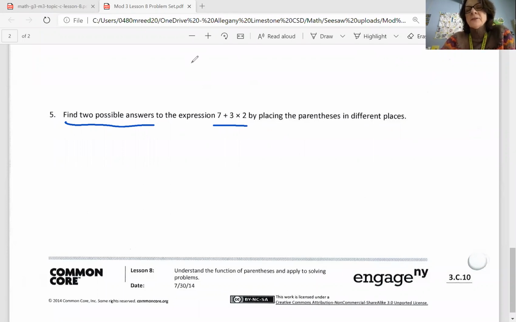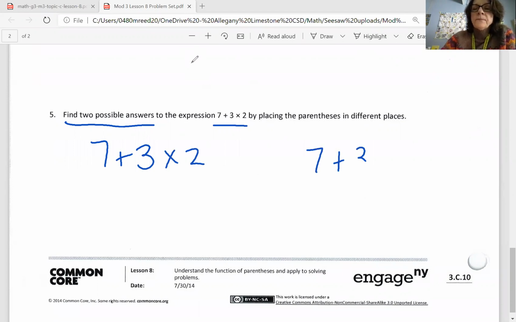Okay, and why is it called an expression? Because it doesn't have an equal sign yet. As soon as you put an equal sign, it becomes an equation. So what I'm going to do is I'm going to write that expression 7 plus 3 times 2. I'm going to write it twice. And if I want to find two possible answers, well, we already know from all the work we've done today, putting the parentheses in a different place will give me two different answers.